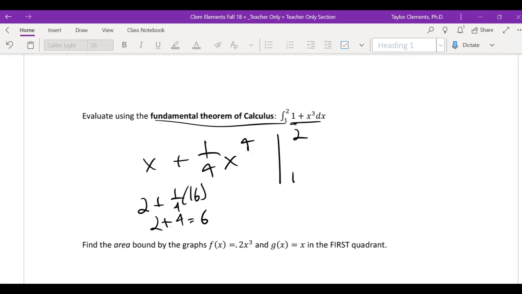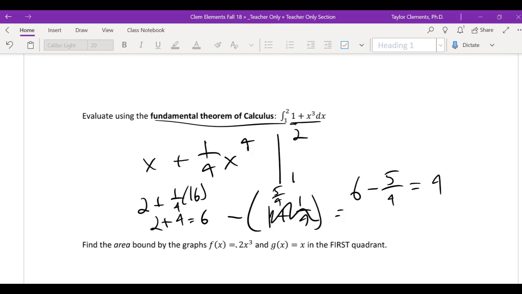And then plug a 1 in, and I get 1 plus a fourth. So 1 plus a fourth, that's 5/4. So it's just 6 minus 5/4. Let's see, 6 minus 4/4 would be 5, so it's 4 and some. Well, I don't like to write it that way. Let's just do it this way. It's 24 fourths minus 5 fourths, so 19 fourths.